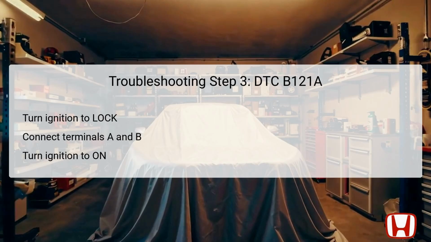This simulates a closed circuit, allowing you to test whether the mode control motor is receiving the proper signals. Once the connections are made, turn the ignition switch back to on, 2, and perform a self-diagnostic check with the HDS or the climate control system. If DTC B121A is still indicated, it suggests that an open exists between the climate control unit and the mode control motor, requiring repair of the wire connection. If not, the issue may lie with the mode control motor itself, and replacement might be necessary.